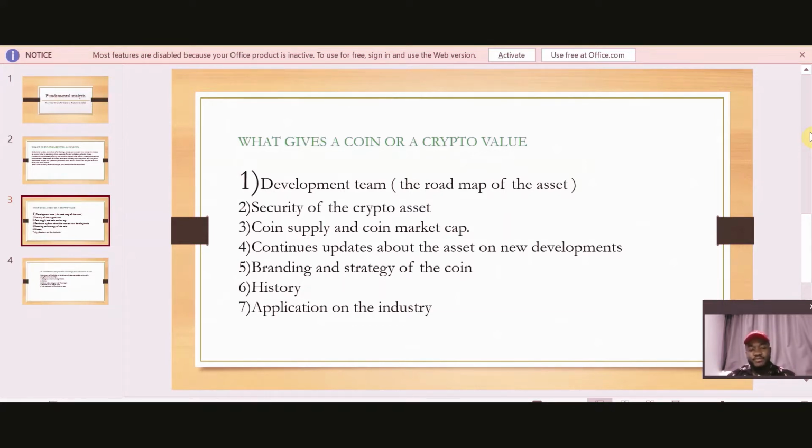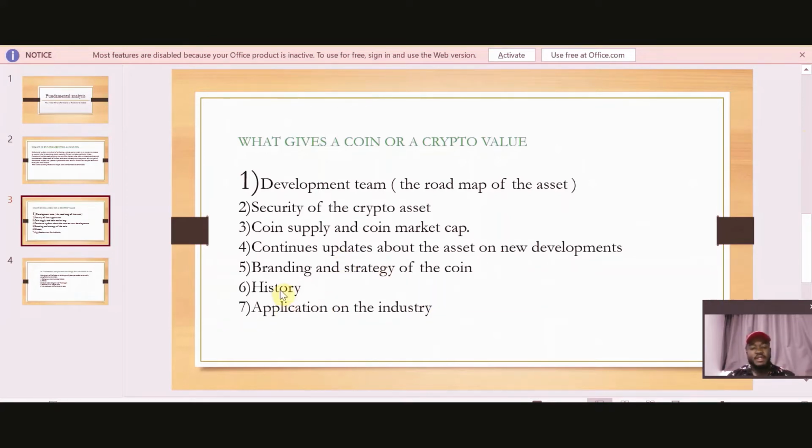Then we go to branding and strategy of the coin. You see, when you see a good company that has good branding, that has a good strategy in making their brands, you will see that they will have a lot of sales. You understand? So this aspect also comes into place in crypto. Before you invest in any coin, you have to check the branding of this coin. You have to check the branding of this token.